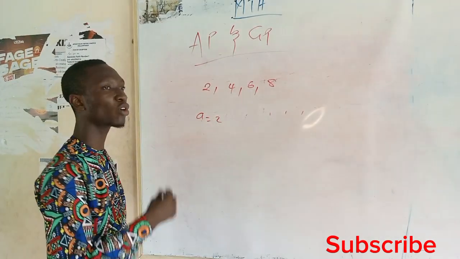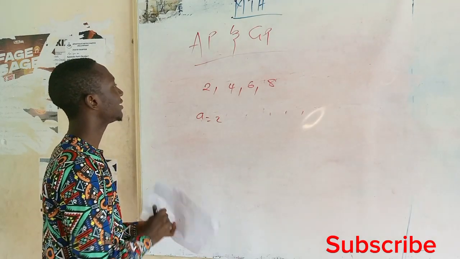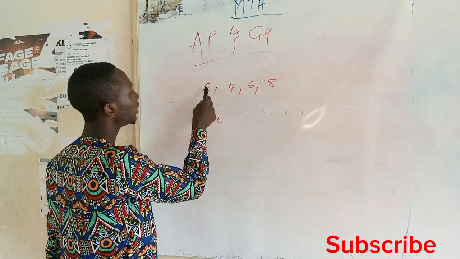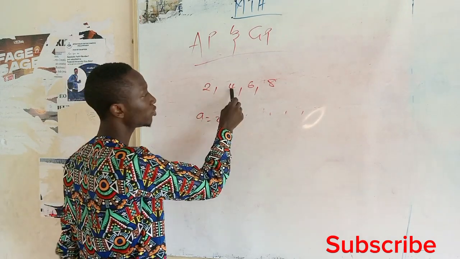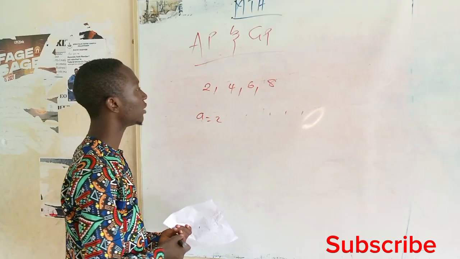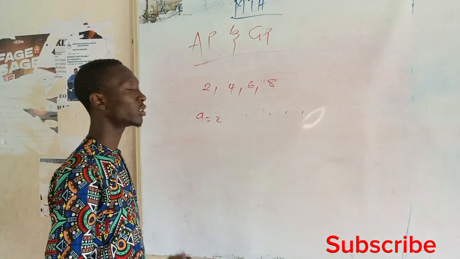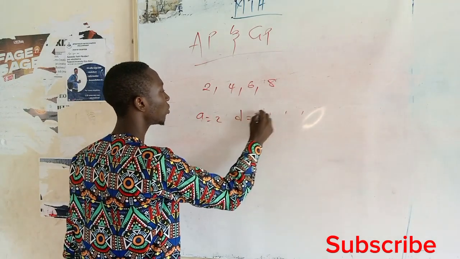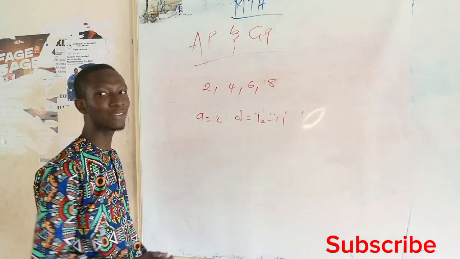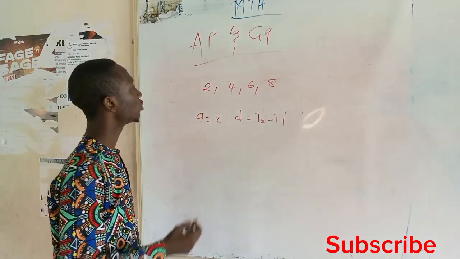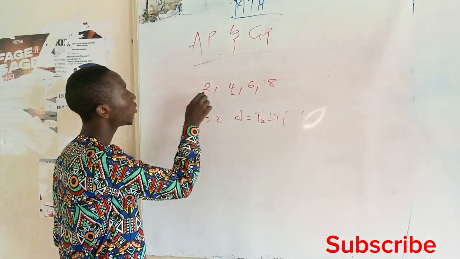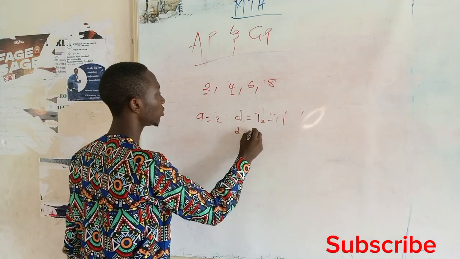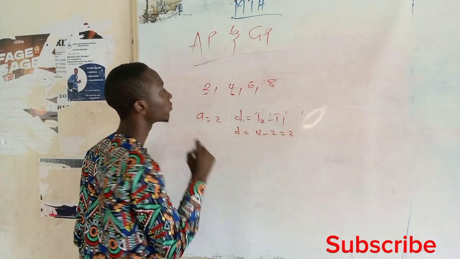Then your common difference is how the terms increase. Now this term increases by 2, which is if you add 2 to this you get the next term. If you add 2 to this you get the third term. So it increases by 2, and that increment is called the common difference. How do we get the common difference? You simply get it by d equals T2 minus T1. T2 means second term, T1 means first term. So if you subtract the first term from the second term, you get your common difference. d equals 4 minus 2, which is 2.